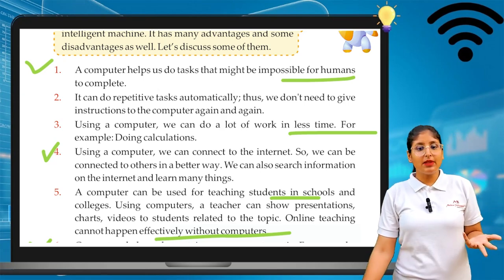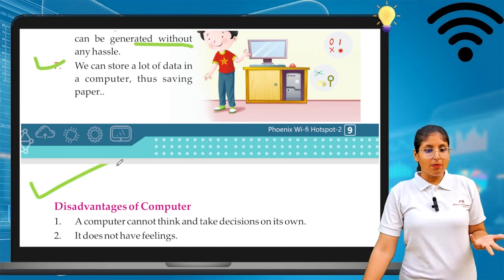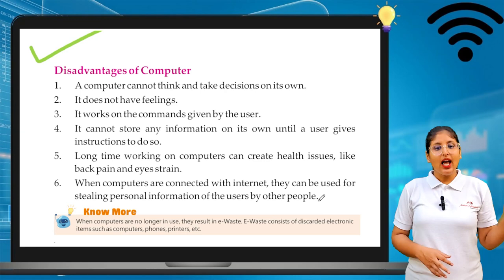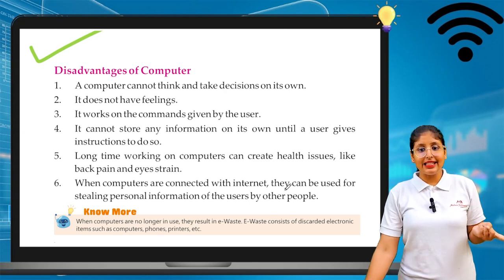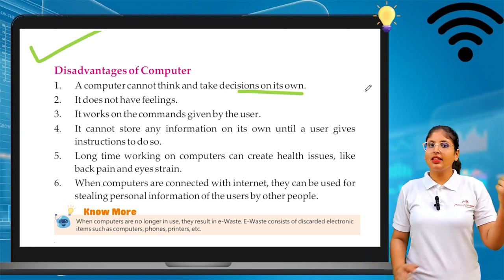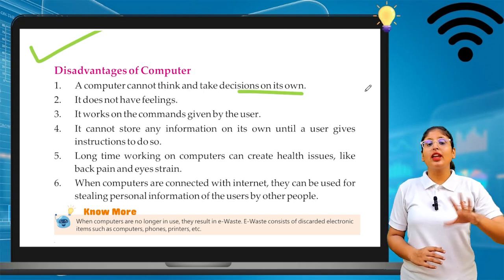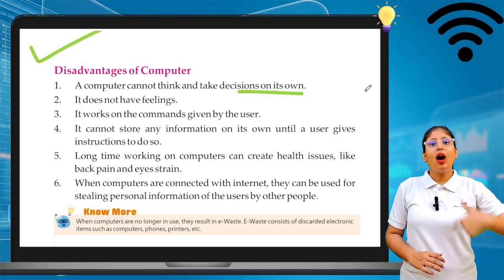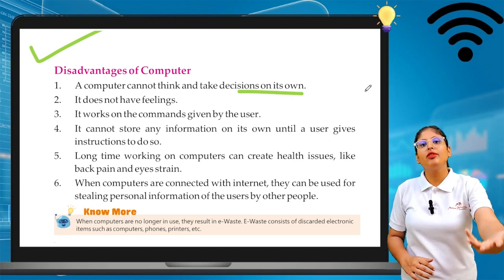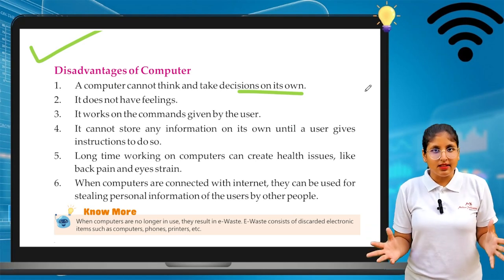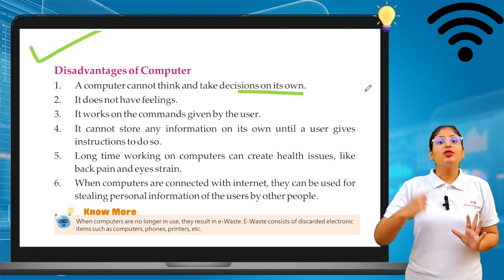Now we will see some disadvantages of the computer. Computers also have some disadvantages. Let's have a look. First one, a computer cannot think and take decisions of its own. We already discussed in the first page of the chapter that a computer cannot think on its own. You have to command the computer first, then the computer will search something for you and take a decision.